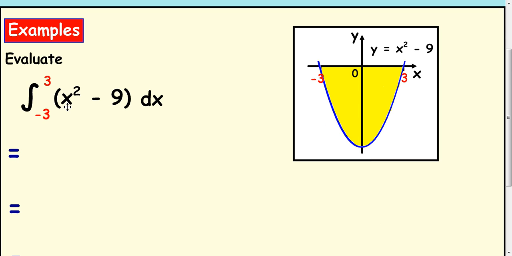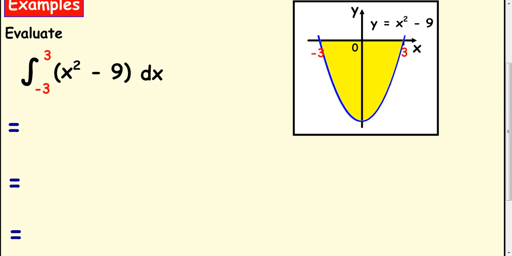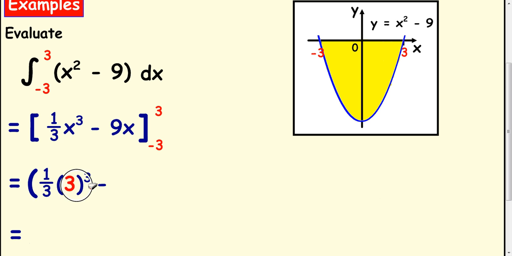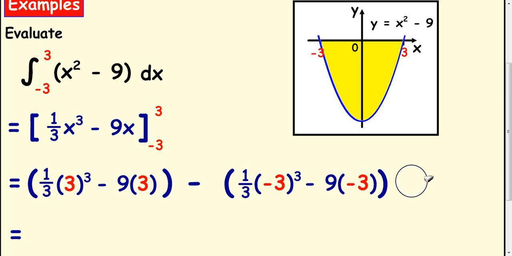We'll do the integration as normal. Integrate x squared minus 9 between 3 and negative 3. So we integrate the x squared, so that becomes x cubed, and divide by 3, you're going to get a third x cubed, and integrating a constant just becomes 9x. So take away 9x here. Sub in the 3 to both parts, do a takeaway, and then sub in the negative 3 to both parts, which will come out looking like this.